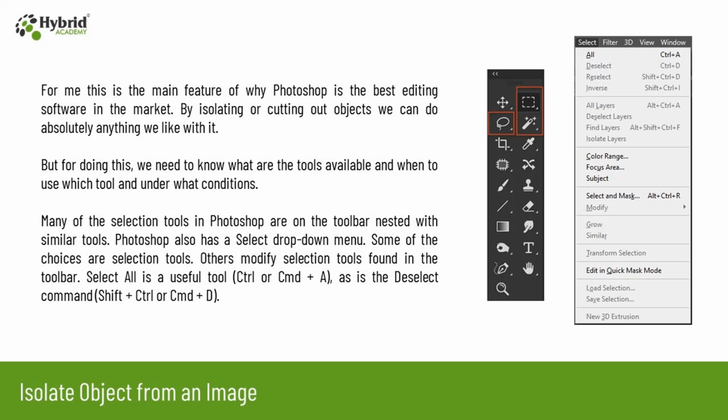Photoshop also has a select drop-down menu. Some of the choices are the selection tools. Other modify selection tools are also found in the toolbar. Select All is a useful tool which has a shortcut of Ctrl A or Command plus A in case of Mac, as is the deselect command, that is Shift Ctrl D or Shift plus Command plus T in case of Windows and Mac.